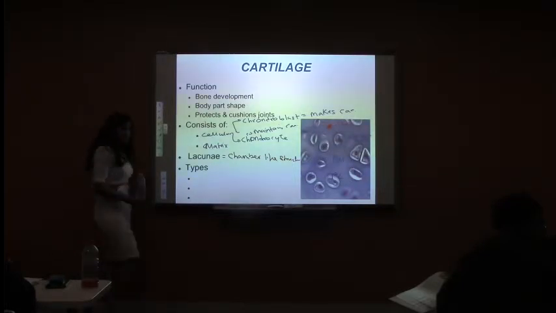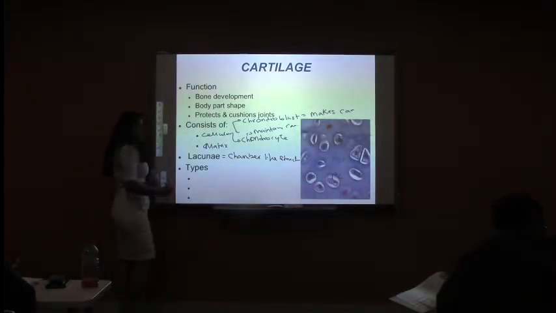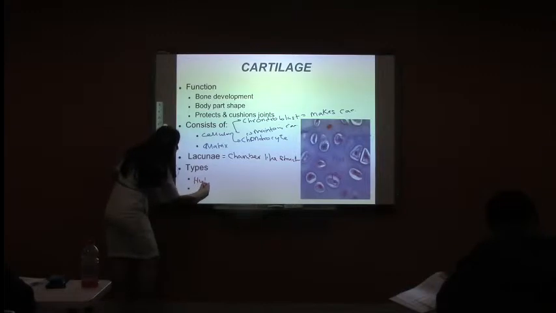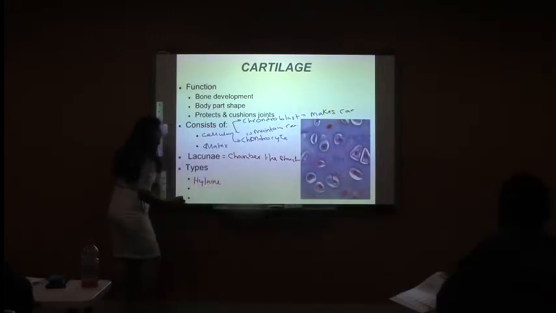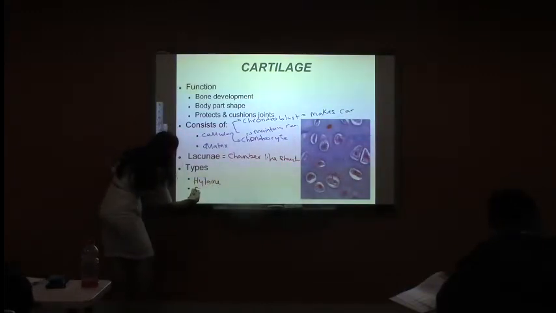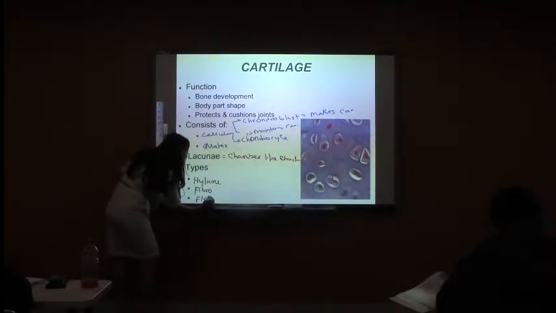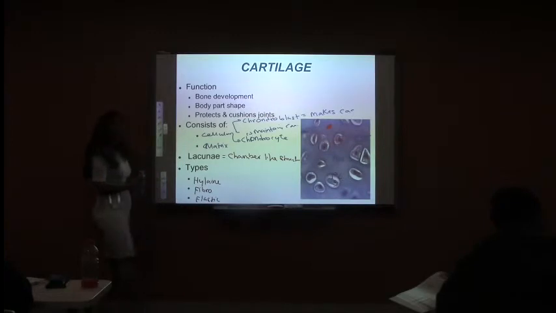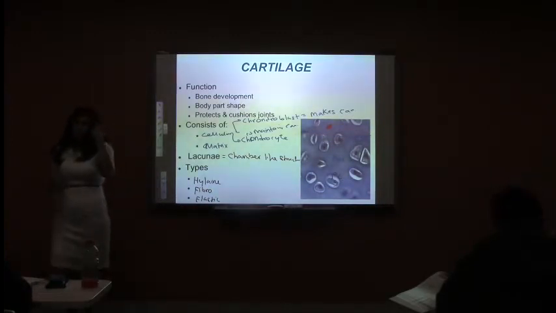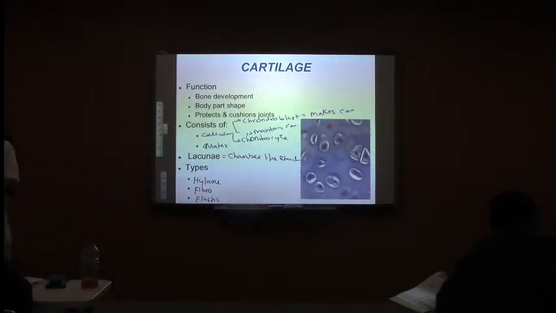Now we have different types of cartilage: hyaline cartilage, fibrocartilage, and elastic. So there are three different types of cartilage: hyaline cartilage, fibrocartilage, elastic cartilage. And we'll talk more about them in the skeletal system.